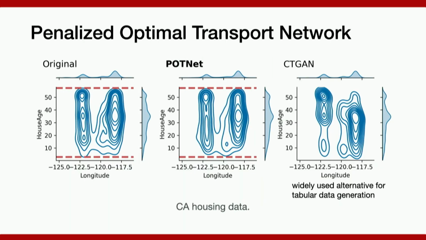Now for the real data examples. We can compare POTNet against a very widely used alternative called CTGAN, which is for tabular data generation. And if you look at the contours, I would say that the contours corresponding to the real data versus the synthetic data are almost indistinguishable unless you look at it with a magnifying glass. But CTGAN fails to capture that symmetric composition of the first mode in terms of the longitude.